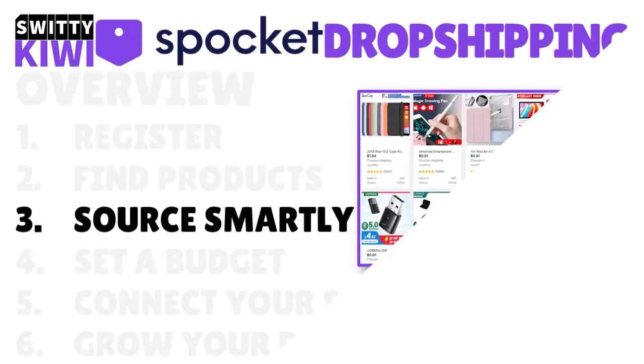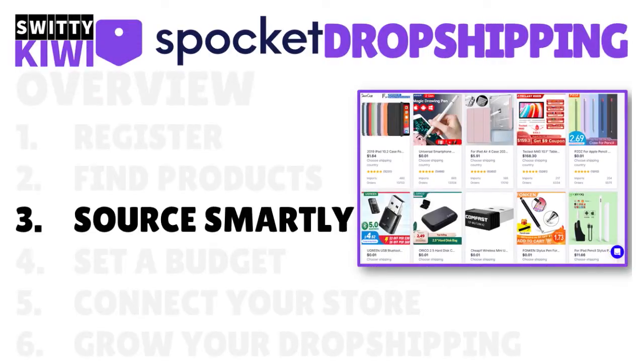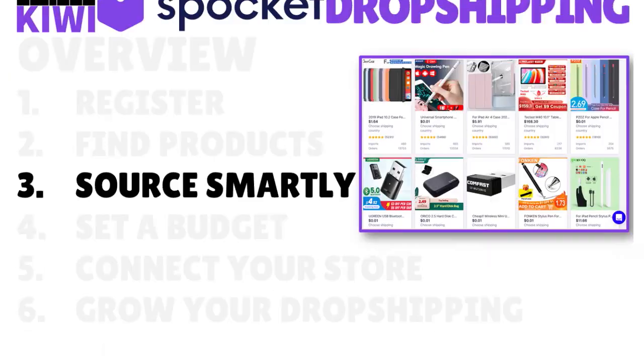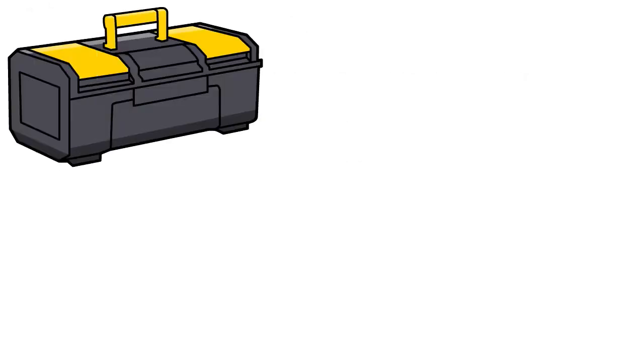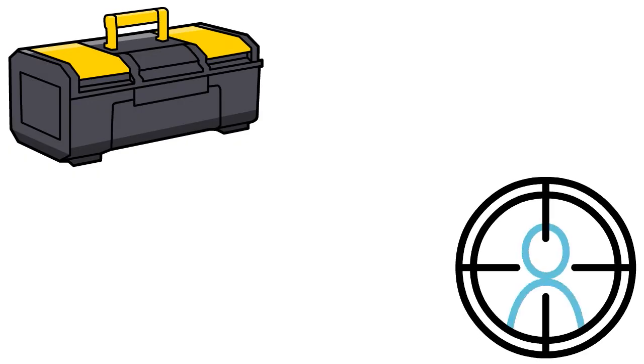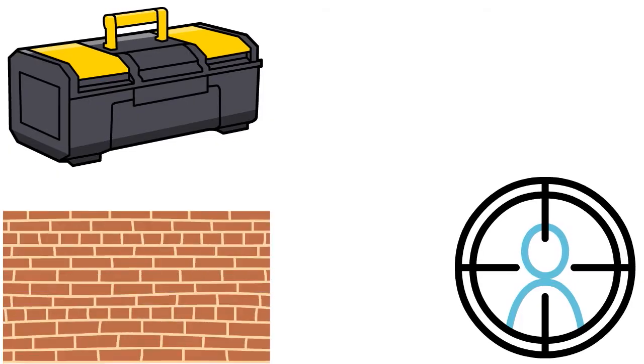Step number 3, folks. You want to source smartly. Of course, Spocket is a fantastic tool. The tool itself is great, but as the user, you need to have the right strategy to actually use the tool properly, right? It's all about having a smart foundation. So how do you actually source smartly via Spocket?